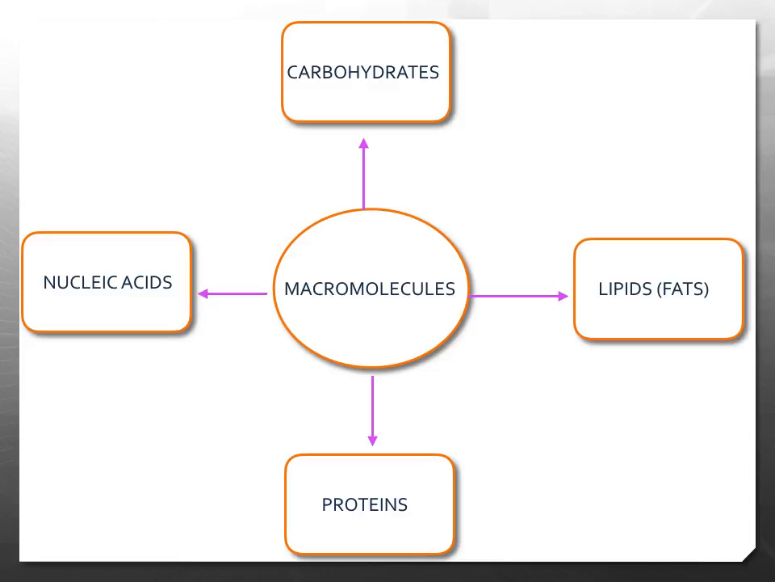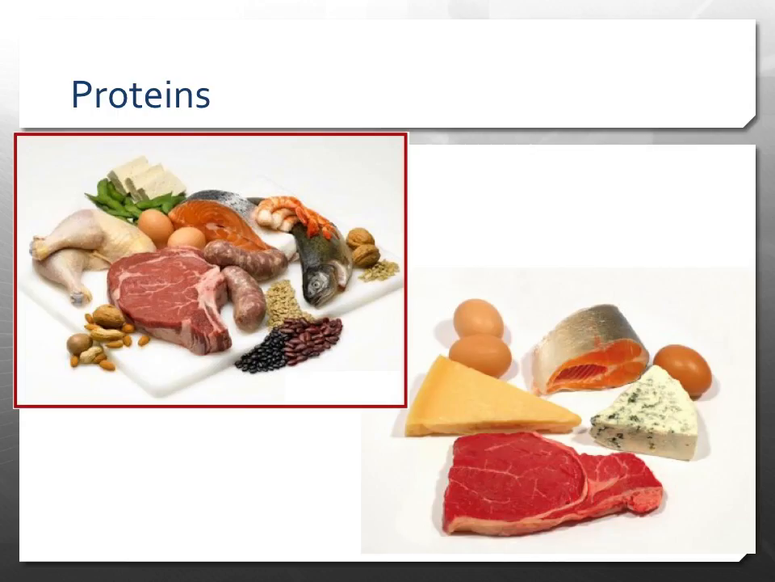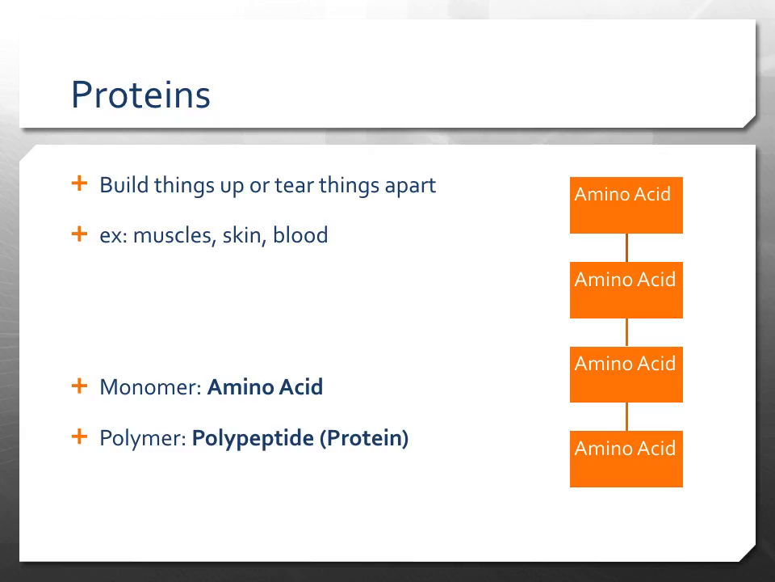Now, when you think of proteins, you think of bodybuilding, you think of protein supplements. But mainly, protein comes from food. Foods like chicken, steak, beans, fish, shrimp, soybeans, cheeses, and eggs are major sources of protein. When we eat these proteins, what do they do in our body? Proteins have two major jobs. They build things up or tear things apart. It's very simple. They build things up or tear things apart.